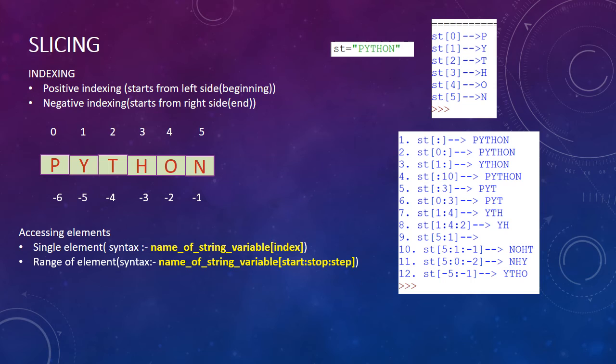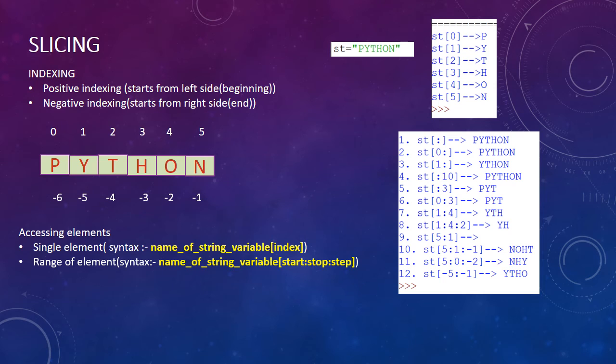Now in the ninth example, what I am doing, st, I am starting with 5 and then I am ending with 1. So it will not print anything because here the step will be 1. That's why it will not print anything, because 5 plus 1 will go to 6, and there is no sixth element, there is no sixth index in the given string.